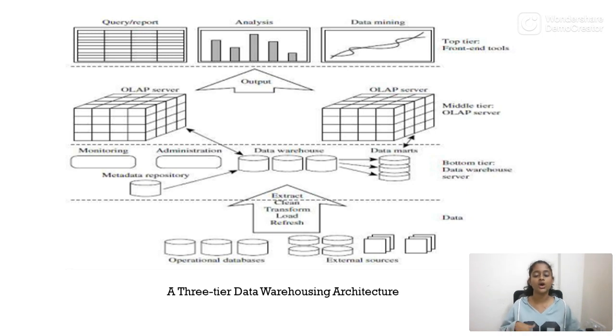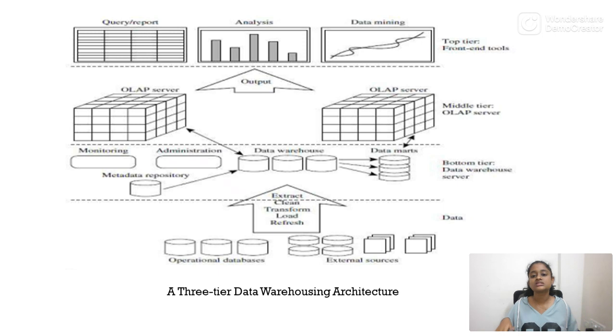And then we arrive at the bottom tier. Here, monitoring and administration of the data takes place. And we have the metadata repository, which contains the data related to the data warehouse, like the data about the data that is in the data warehouse. And the data warehouse has different models, which we'll discuss in a later video. One of the models is the data marts, which have specific information from the data warehouse. So all these are under the bottom tier.